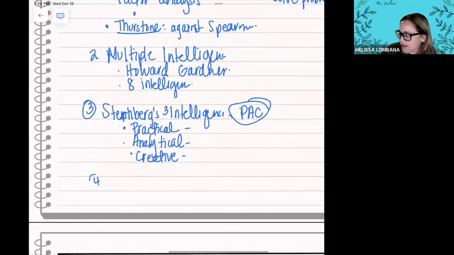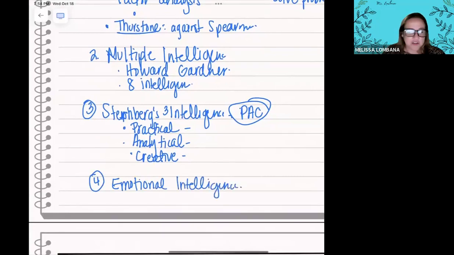Okay, so then we get to number 4, which is emotional intelligence. This one's a little different, and we'll talk a lot more about this, especially when we get to the unit of emotions. But this one is more of a social intelligence. Okay, so we're writing all of this down. Social intelligence, which allows us, and there's going to be 4 components, I'll tell you soon what they are, but it allows us to be successful emotionally and socially within ourselves and with others.